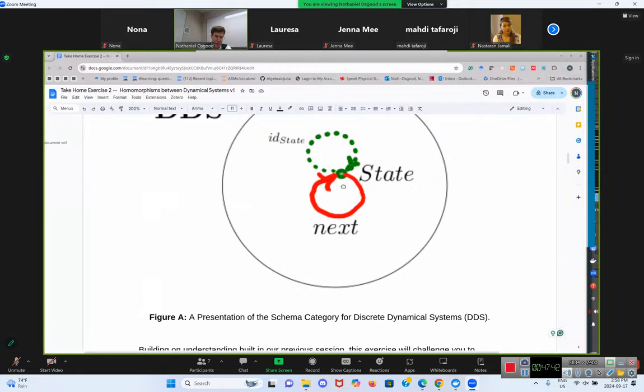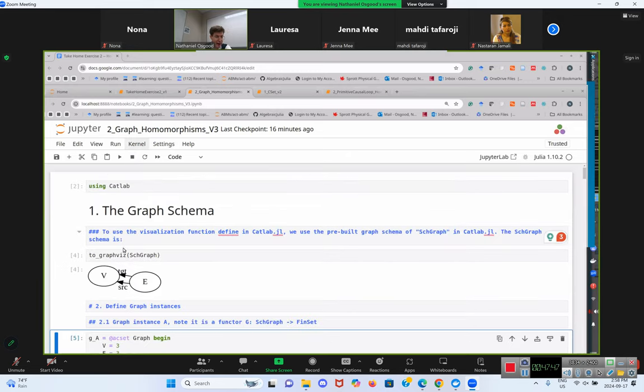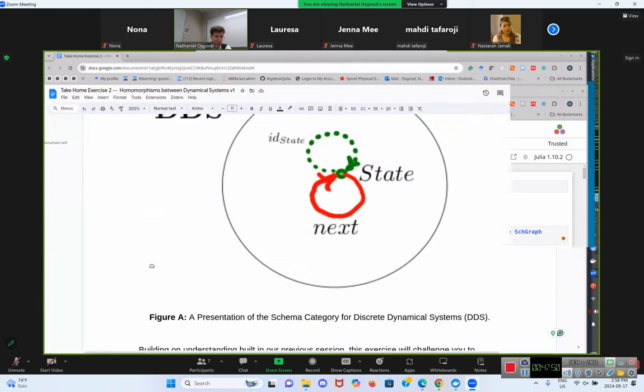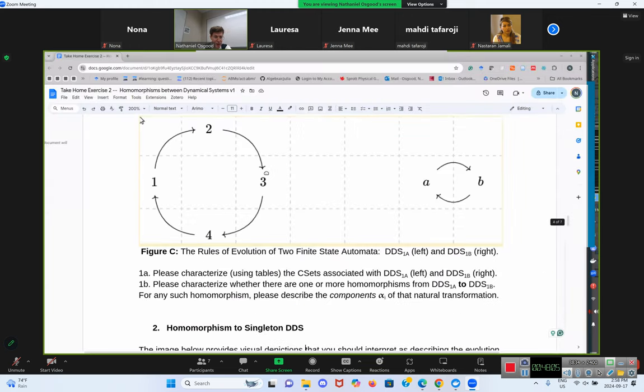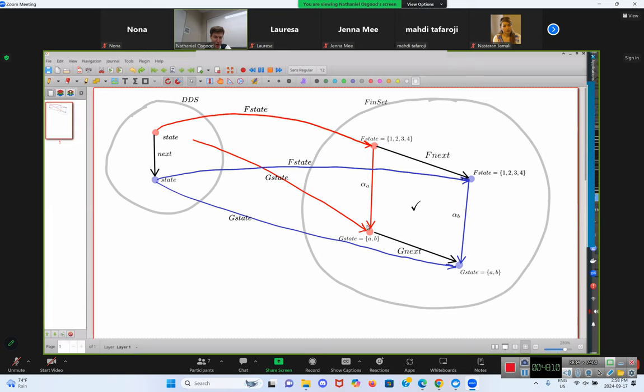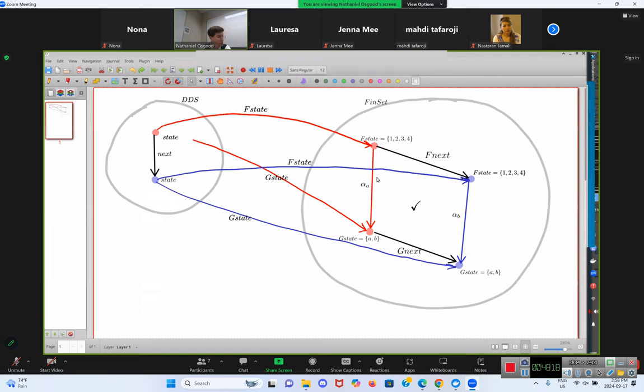So maybe I don't know if this will help at all, but for the case of graphs, we had vertices and edges because each of them had an object here. There's only one object here, state. And then we have the version of next as it is in this graph. It's given by this. The version of next as it is in this finite discrete dynamical system, this automaton, is given here. And we have a mapping between them.